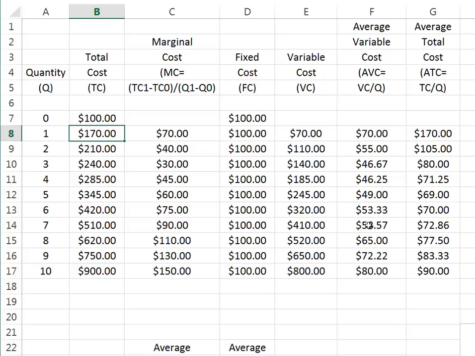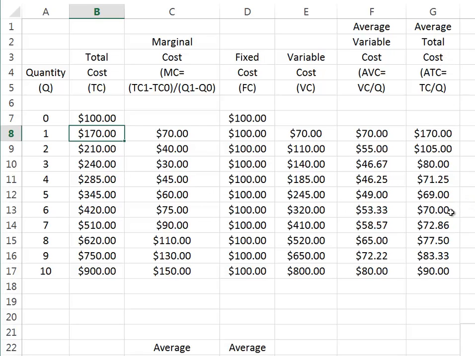$100 is well above that. I want to stay open and sell it. But let's say the price was $45. So let's say we decide to produce right here, $45. Well, average variable cost is less than that. I don't want to produce if my price is $45. I need to at least get up to something higher than that.